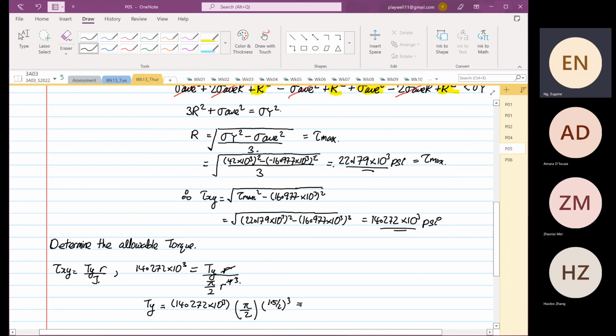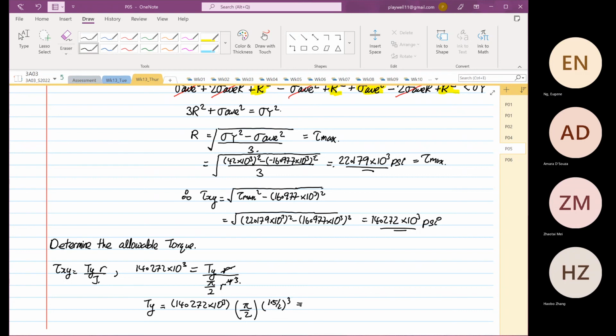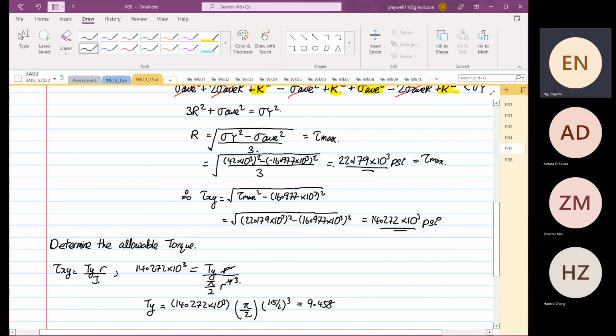So the allowable torque is equal to 9.458 times 10 to the power 3 pound-inch. Okay, and this is due to von Mises. Okay, so for part B, right? Part B.